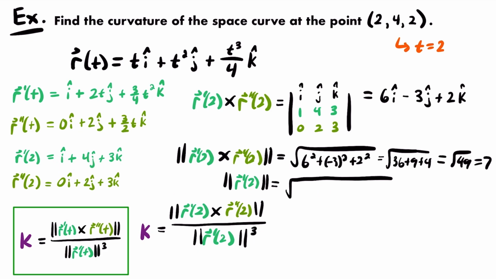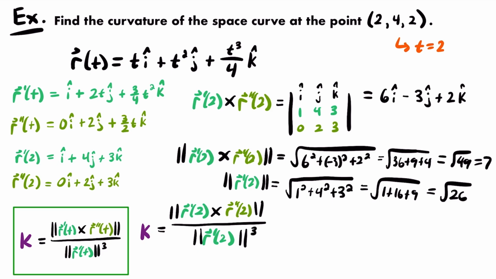So we have 1, 4, and 3. So 1 squared plus 4 squared plus 3 squared. And then simplifying, 1 squared is 1, 4 squared is 16, 3 squared is 9. So this gives you the square root of 1 plus 16 plus 9. 9 plus 1 is 10, plus 16 is 26. And you can't simplify the square root of 26 in any way. So I'm just going to keep it like that.